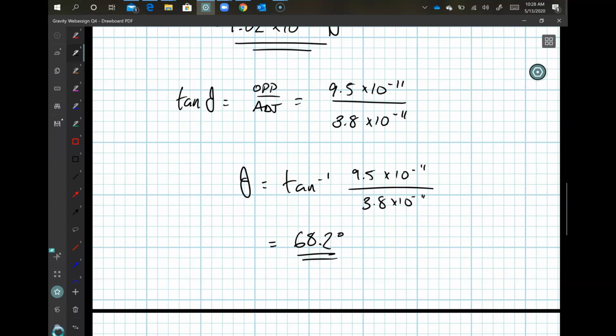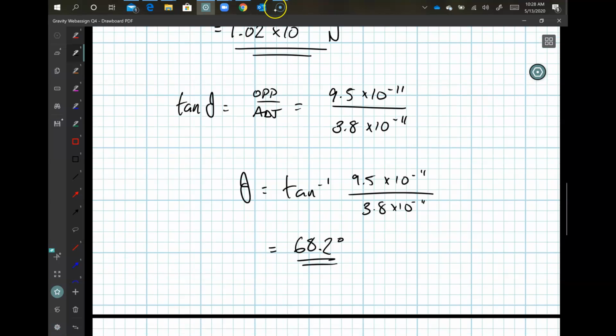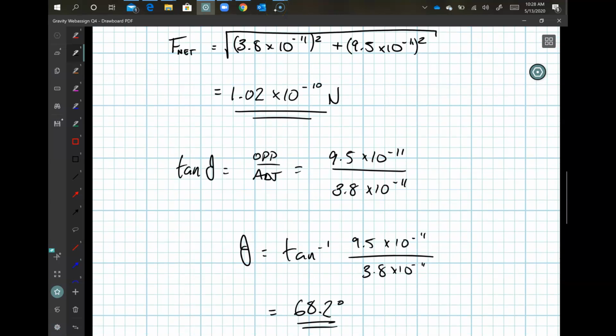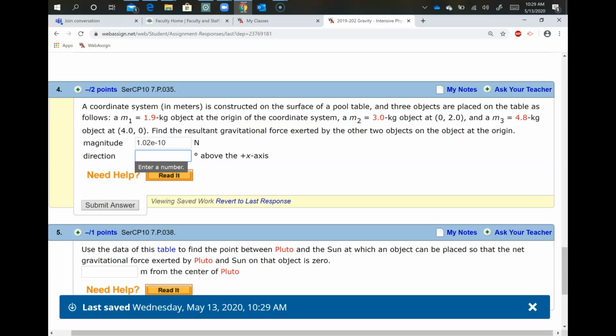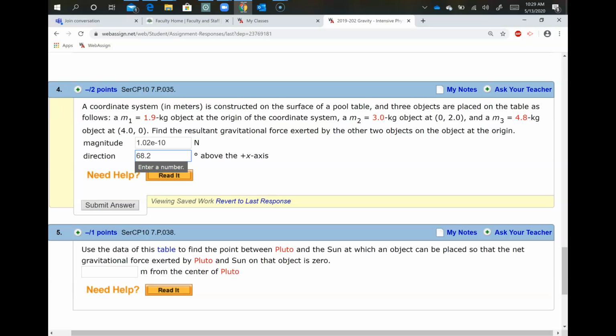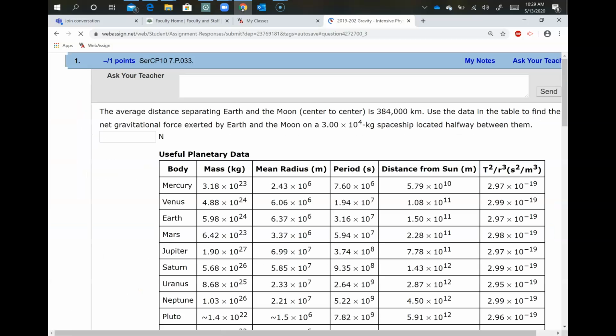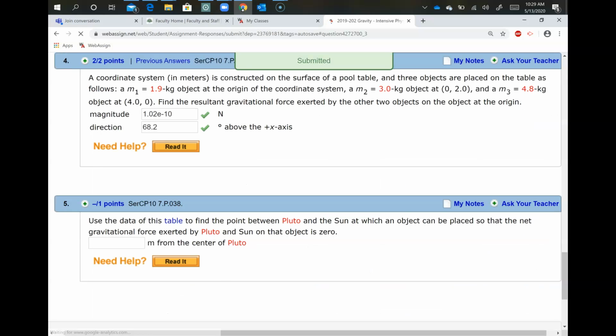Should we see if we're right? Let's do that. So 1.02 times 10 to the negative 10, 1.02 e minus 10. And what did we say? 68.2. Yay. All right.